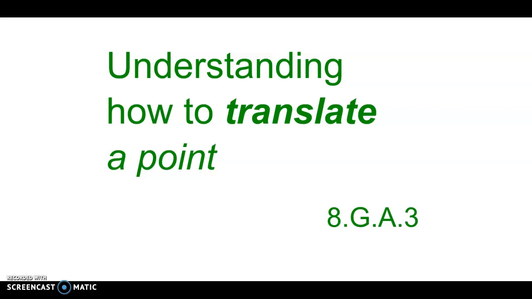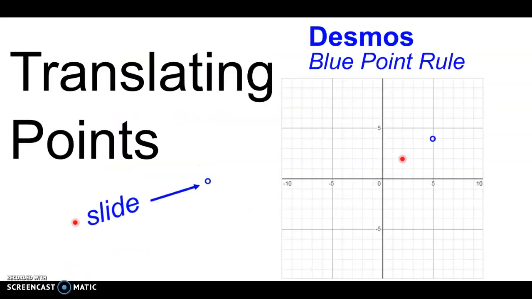Okay, in this activity, we're trying to understand how to translate a point. And this is a great Desmos activity called the blue point rule. They're teaching us about this sliding motion that's happening. So what they do is they give you a red dot and they ask, can you figure out a rule to describe where the blue dot will be if I put the red dot somewhere?